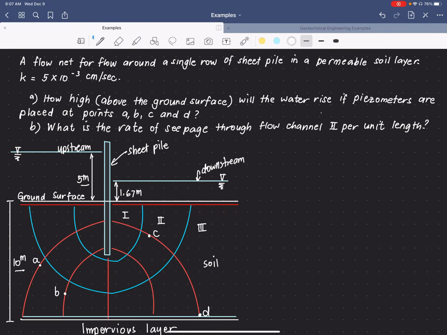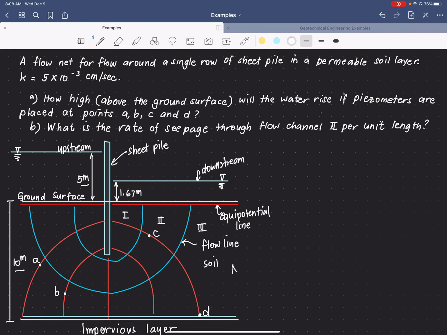Now take note that the red colors are our equipotential lines, and the blue color here is our flow lines. Right, so from this figure, we can see that there is a flow channel and there is an equipotential drop. So we need these values.